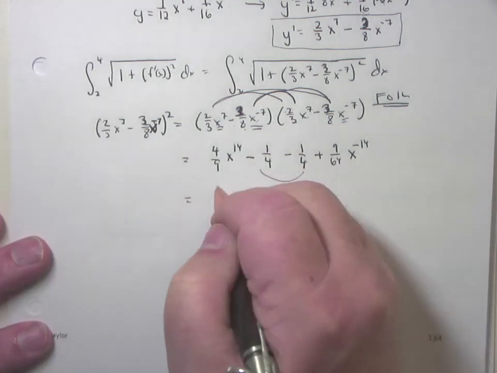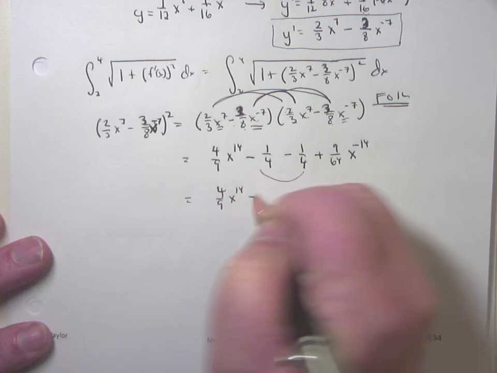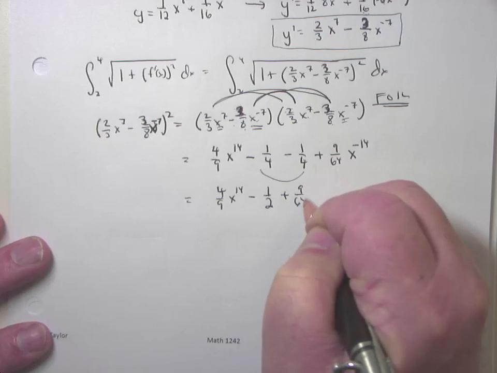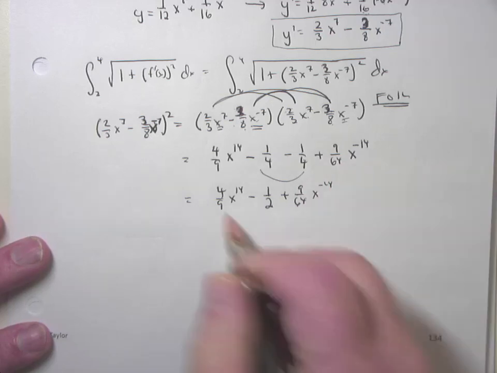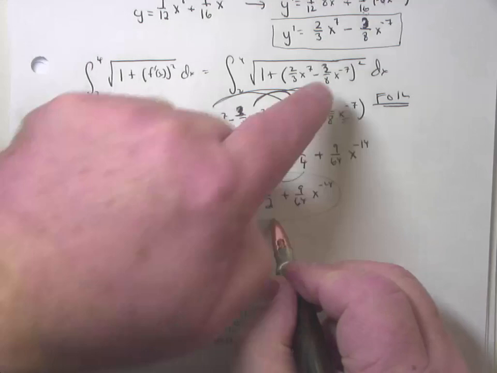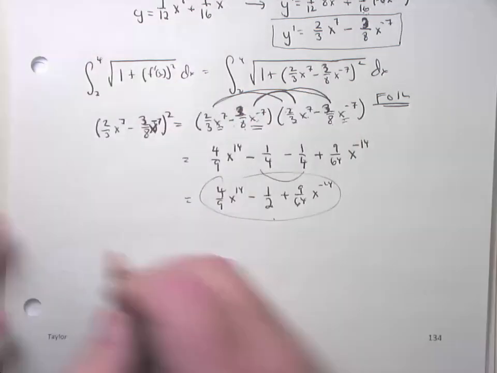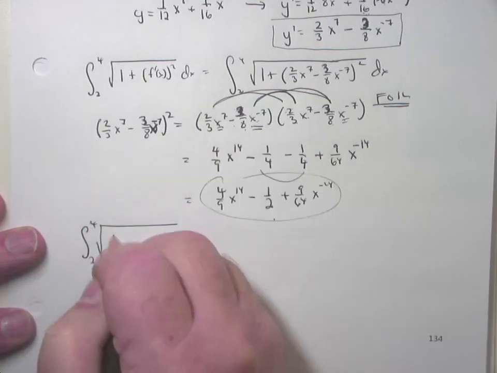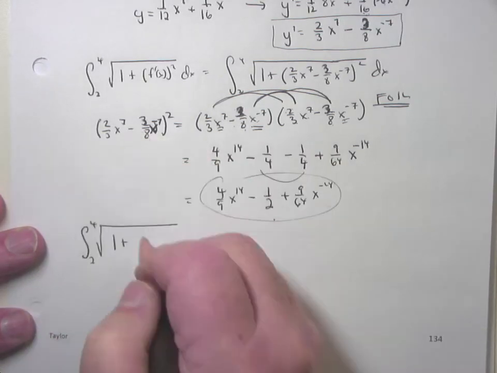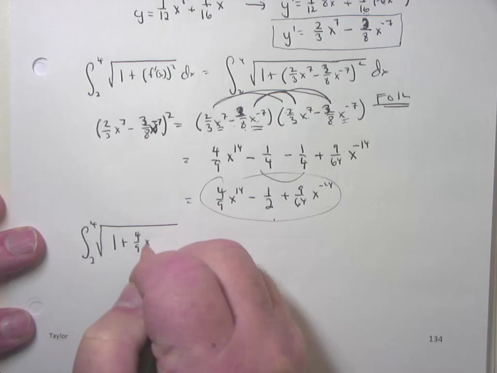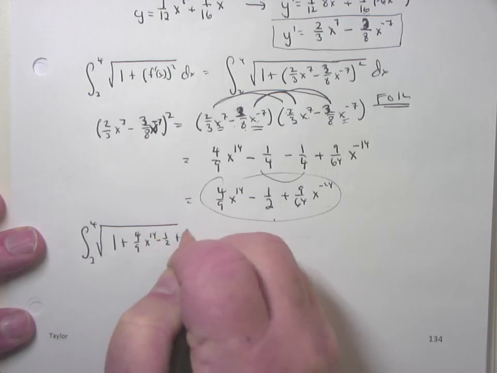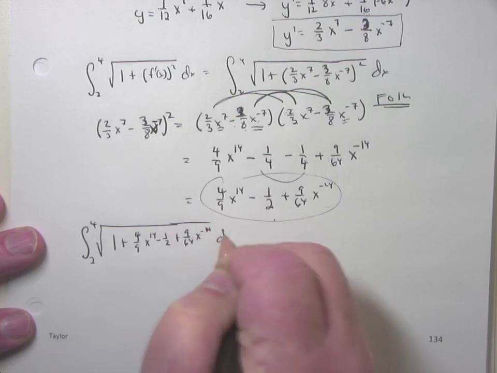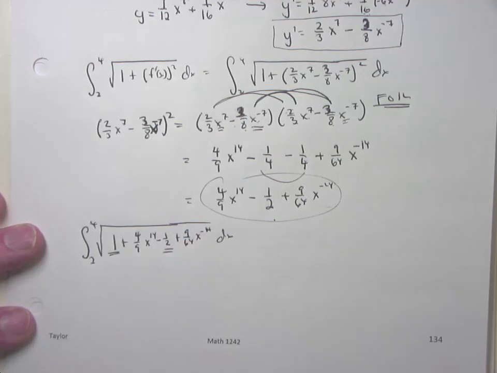It's equal to 4/9 x to the 14th minus 1/2, minus the 4th, so minus half, plus 9/64 x to the negative 14. And I'm going to plug that right in for my cleaned up version of this guy. So this ends up becoming the integral from 2 to 4 of the square root of 1 plus, this is my fold out squared thing here, 4/9 x to the 14th minus 1/2 plus 9/64 x to the negative 14 dx. And combining like terms, you've seen this before.